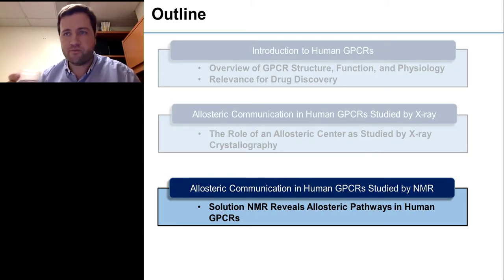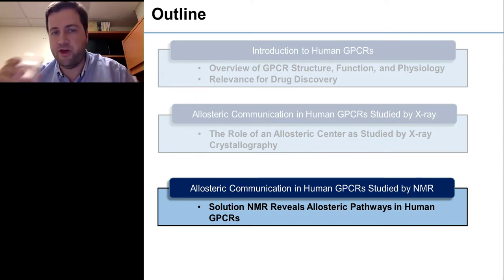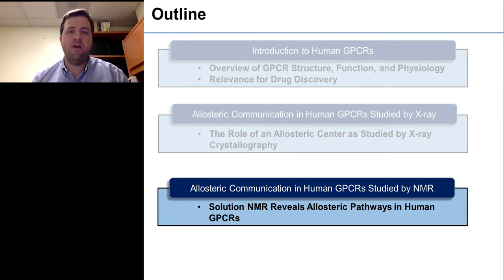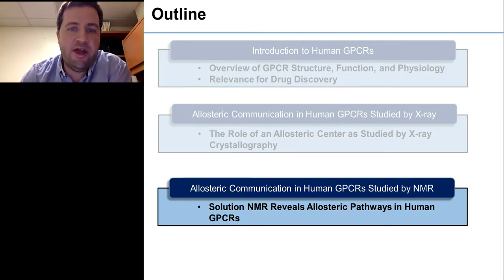So with that, I would like to come to the third point of the presentation, being investigating allosteric communication in human GPCRs by NMR spectroscopy. And in particular, I'm going to talk about how solution NMR spectroscopy reveals allosteric pathways in the human adenosine A2A receptor.